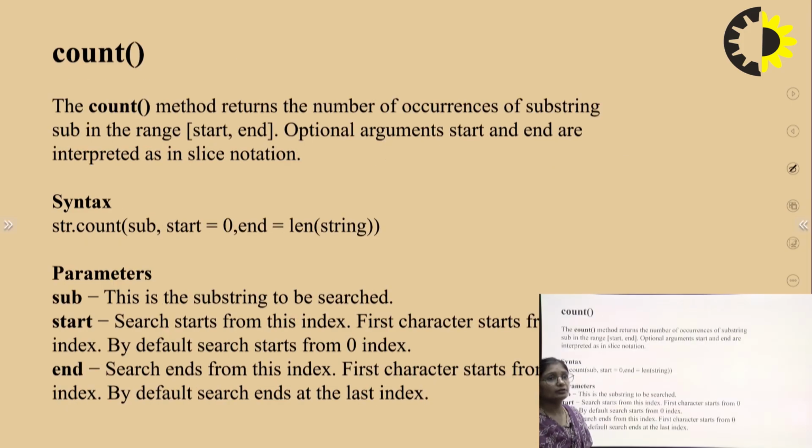Now, next is count. What is count? The count method returns the number of occurrences of a substring in the range start and end. Optional arguments start and end are interpreted as slice notation, and its syntax is string dot count(sub, start, end).